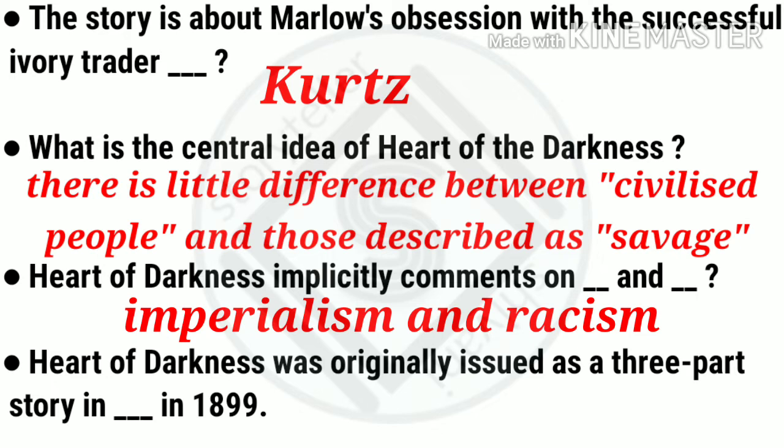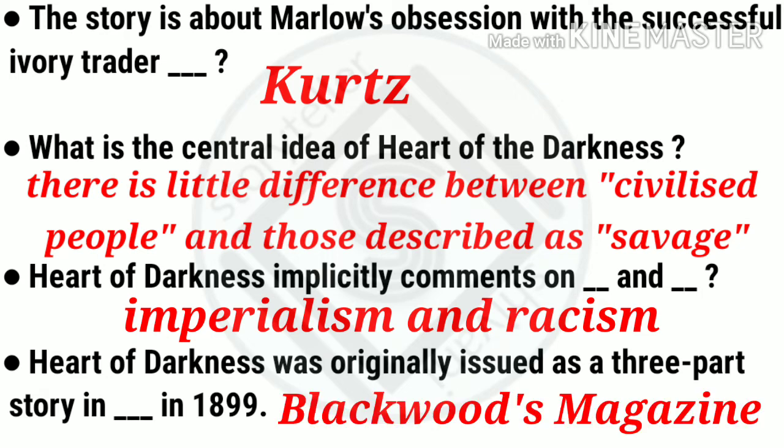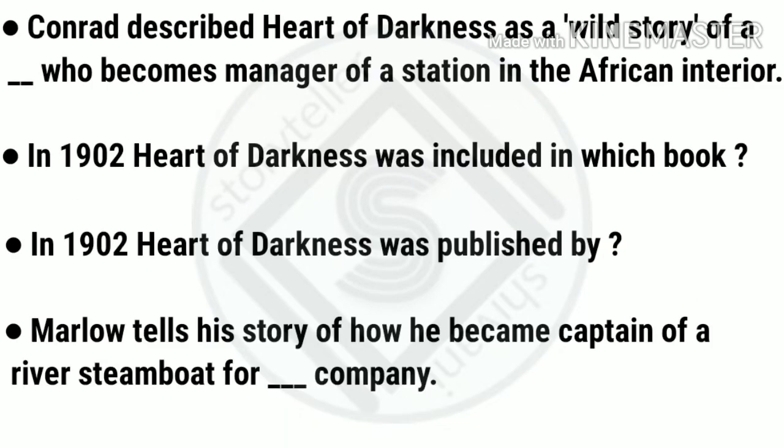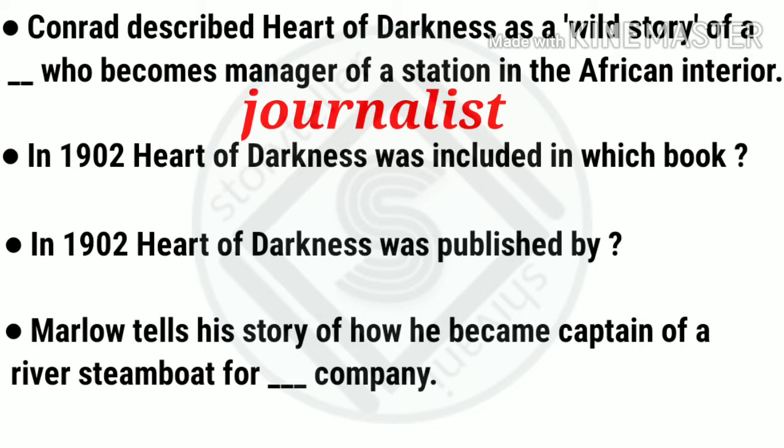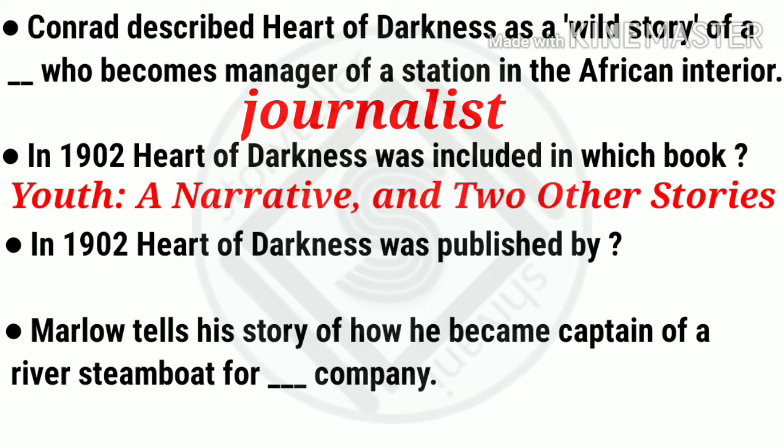Next, Heart of Darkness was originally issued as a 3-part story in Dash in 1899. So the answer is in Blackwood's magazine. Next question. Conrad described Heart of Darkness as a wild story of a dash who becomes manager of a station in the African interior. So the answer is journalist. Next question. In 1902, Heart of Darkness was included in which book? So it was included in Youth, a Narrative and 2 other stories.